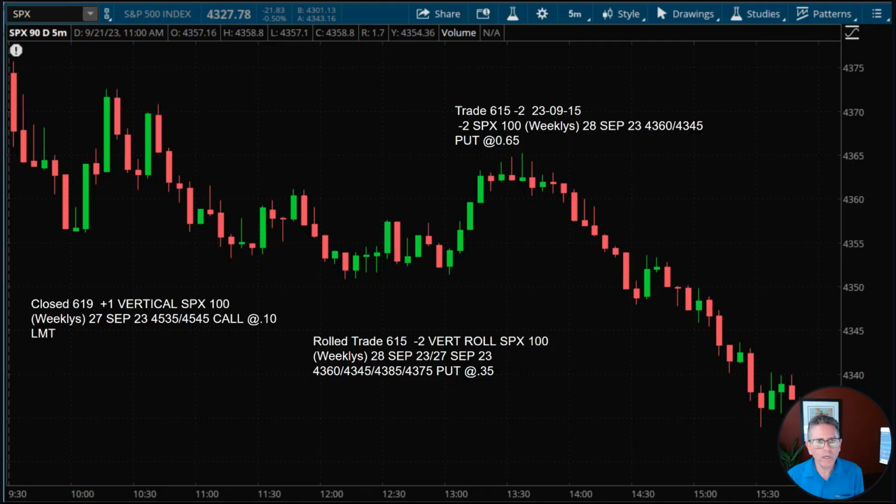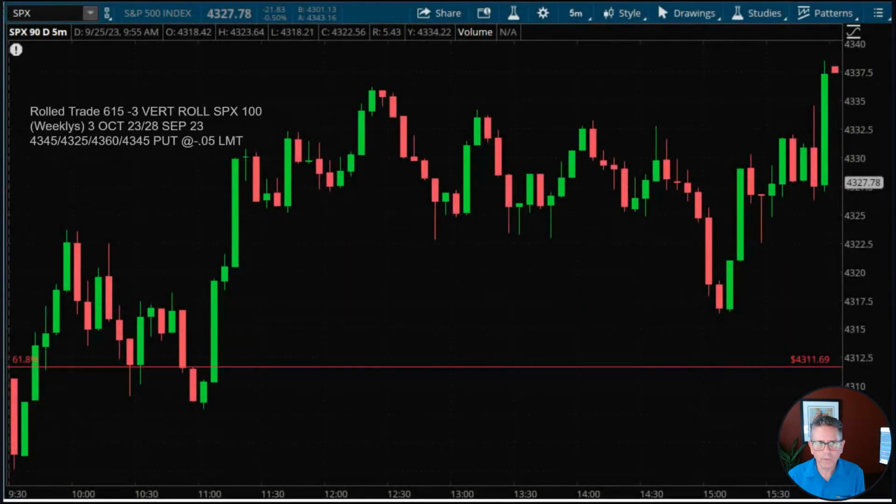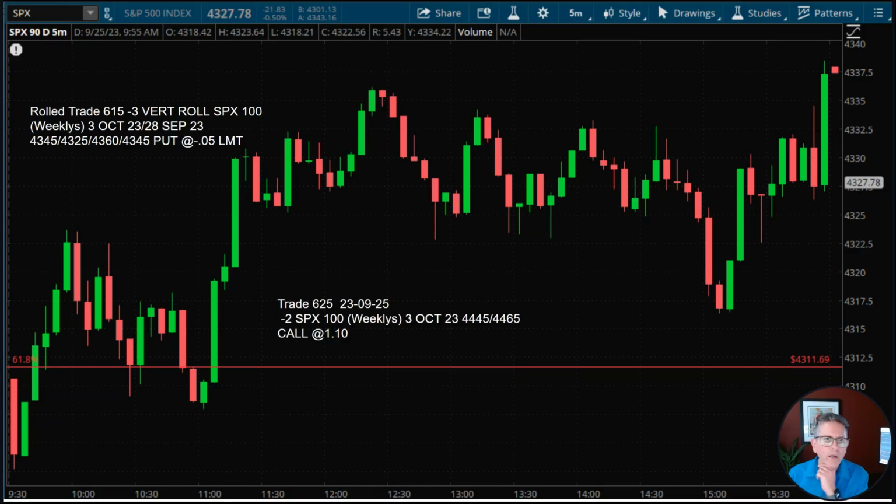So now we have a new trade here for 43.60, 43.45. You can see here now we have a widened spread. Okay, so then we collected 65 cents. So now our premium is $1.90. So now we rolled the trade again, and we rolled it for a debit of 5 cents. Very small. And then I put on a new trade and collected $1.10.